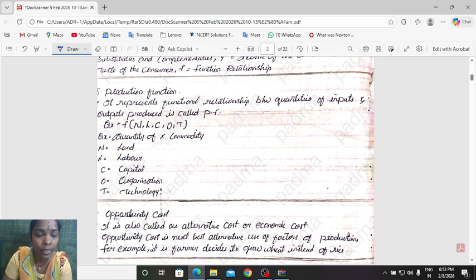Here, Qx equals quantity of x commodity. X means x commodity. It is not necessary that you use only x. Whatever commodity you want to use, you can use. Here N is the land, L means labor, C means capital, O means organization, T means technology. So the production function is Qx equals f of N, L, C, O, T. If you only write this, you will get 2 marks.